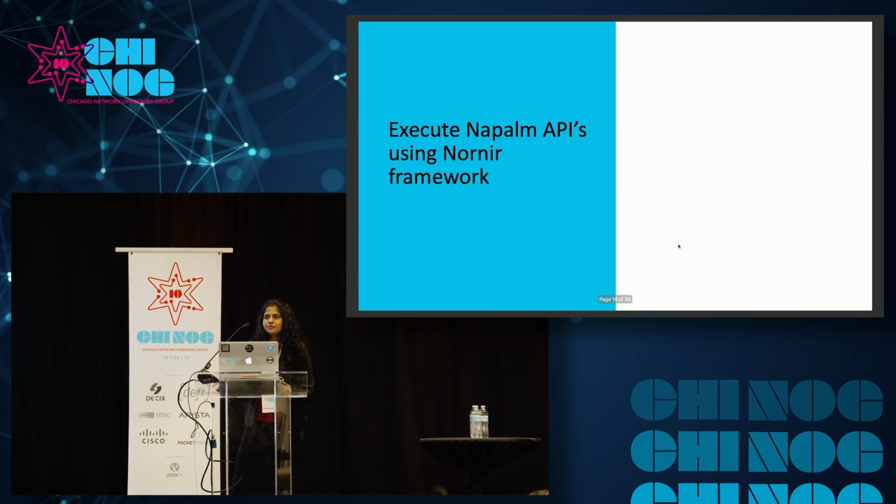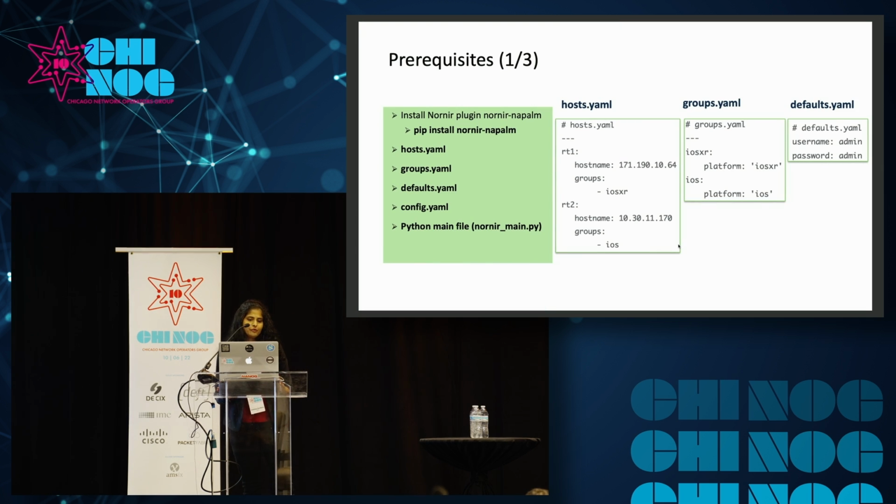So let's see how to execute Napalm APIs using this Nornir framework. Why are we combining these two? Because the Nornir framework optimizes the way we can execute these tasks in an efficient manner. That's why we are executing Napalm APIs using the Nornir framework. Before executing it, there are a few prerequisites. Firstly, you have to install the Nornir Napalm plugin. This is a plugin of Nornir, so you can use pip, the Python package installer, to install Nornir Napalm.